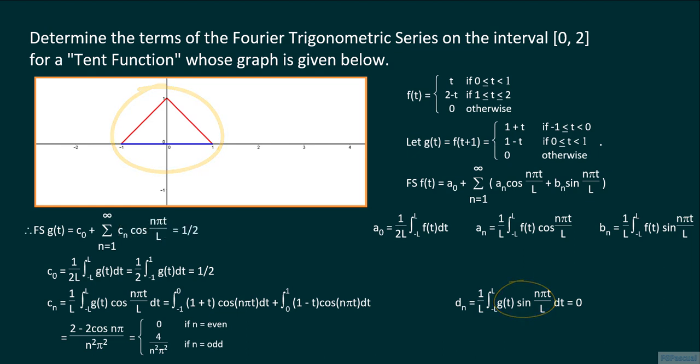C sub 0 is equal to 1/2. Because c sub n is non-zero only if n is odd, we let n be equal to 2k minus 1.